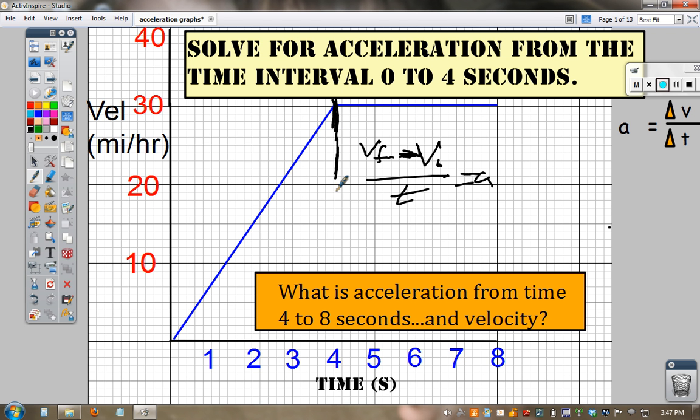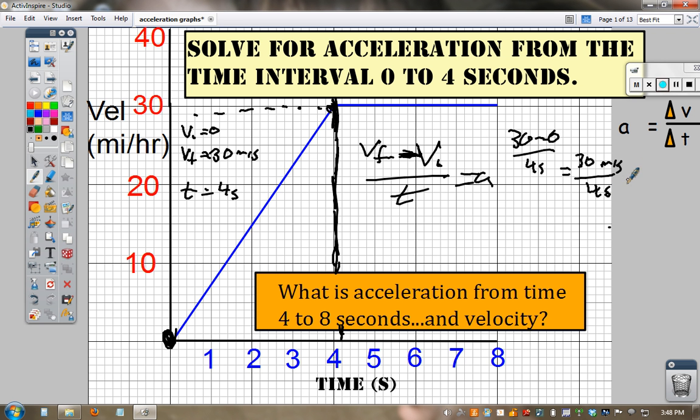So we only want to look from here on. So here's your V initial. Make your list. V initial equals 0. Here's your V final, and that is 30 meters per second. Time is 0 to 4 seconds, so the time change is 4 seconds. And plug in your numbers. 30 minus 0 over 4 seconds equals 30 meters per second over 4 seconds equals 7.5, and the units are meters over seconds divided by seconds, meters per second squared. That's our units for acceleration.